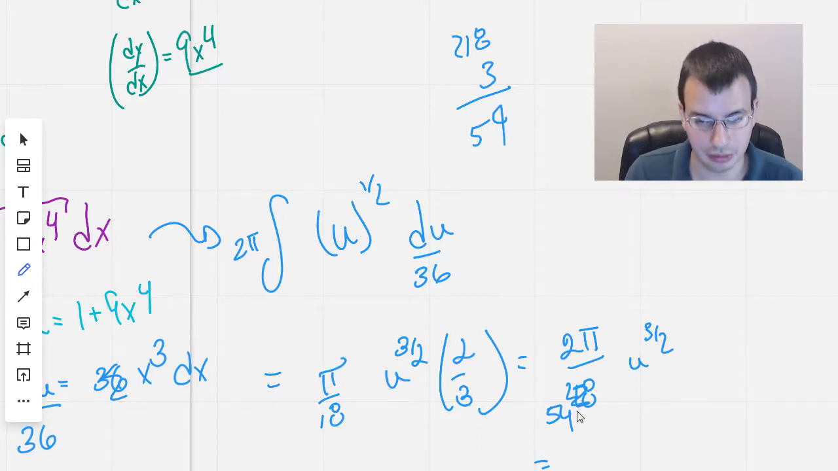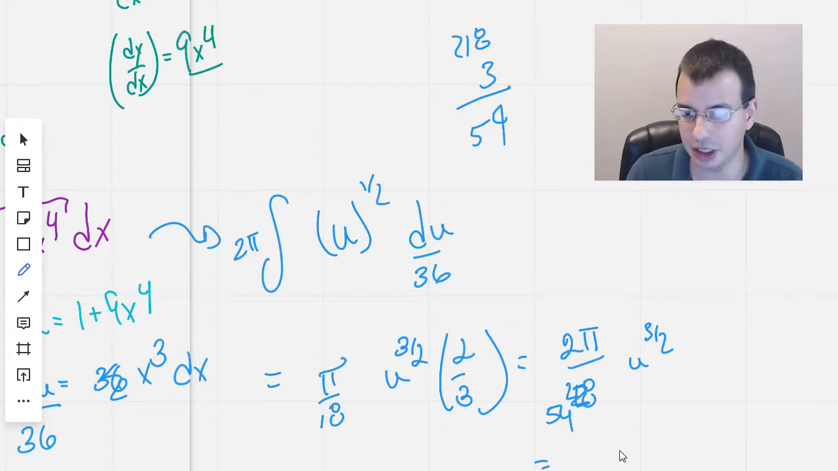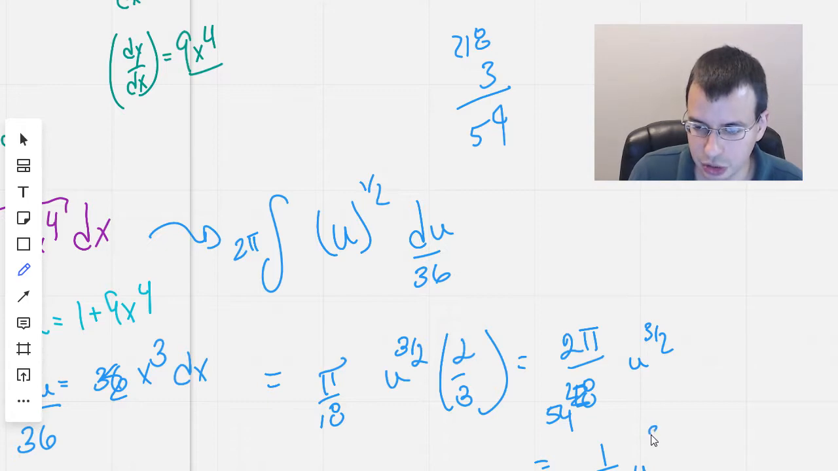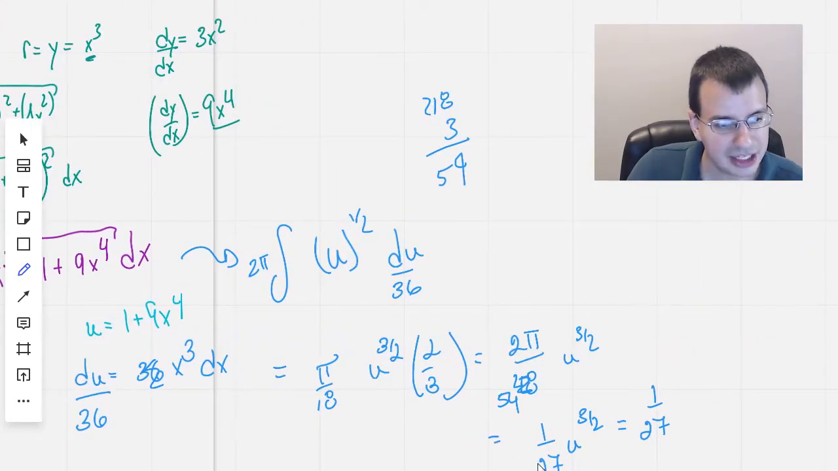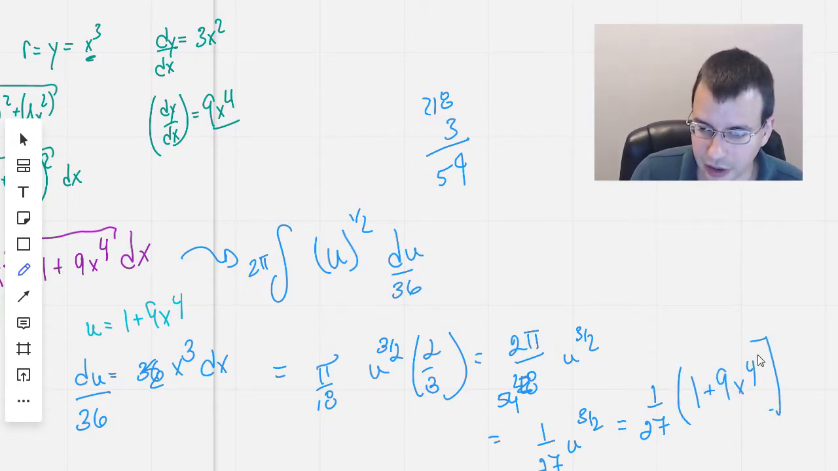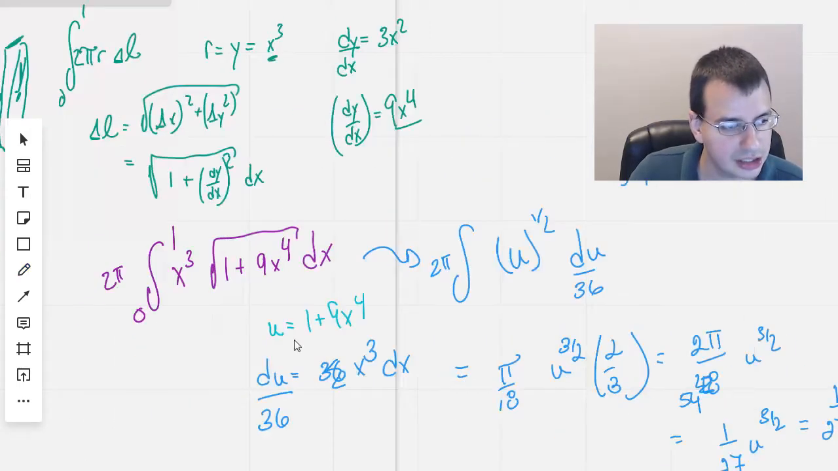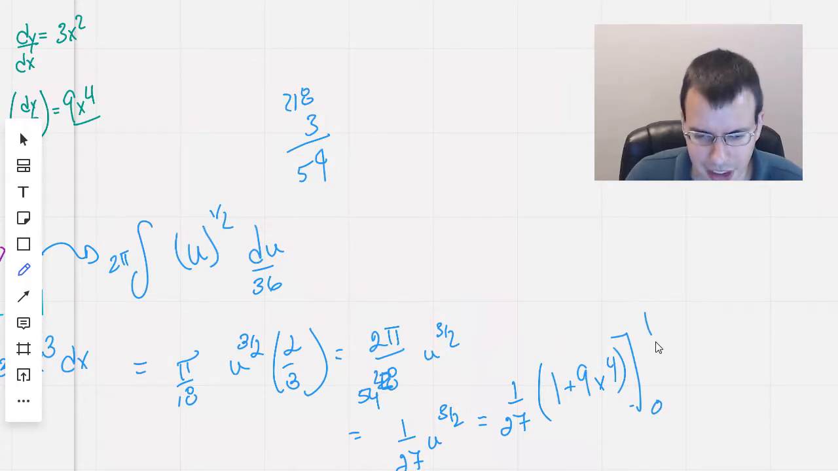2 over 54, which becomes 1 over 27 u to the 3/2. Simplifying again, we have 1 over 27 times 1 plus 9x to the 4th, 1 plus 9x to the 4th, and this will be evaluated from 0 to 1. I think it's 0 to 1. Okay. This has been a much longer trip than I initially expected.